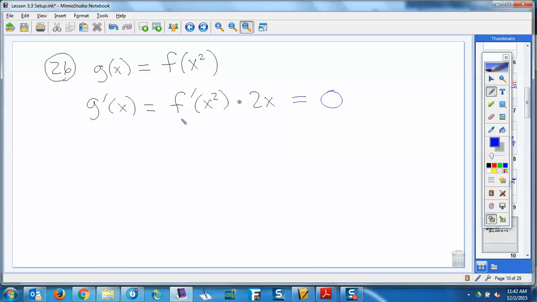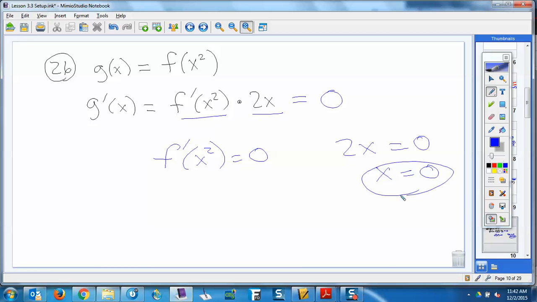Well, two things multiplied to equal 0. One of them's got to equal 0, right? So either f prime of x squared is 0 or 2x is 0. Well, that one's easy, right? So that's one value of x, where g prime would be 0. When is this 0? Now forget the x squared for a minute. Just ask yourself, when is f prime 0?